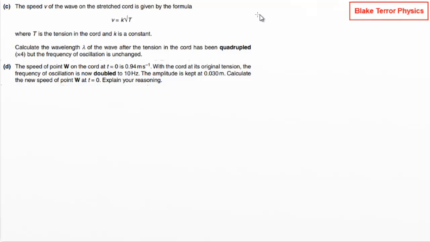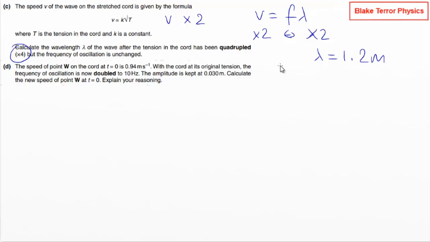Right, so velocity is equal to the frequency times the wavelength. Here the velocity would have gone up by a factor of 2, because we can square root that 4 times tension. So the velocity has doubled. The frequency has stayed the same, so the wavelength must have doubled as well. So what was the original wavelength? I can't remember now. They told us this before, didn't they? It's 0.6 meters, so we've doubled that up to 1.2 meters.